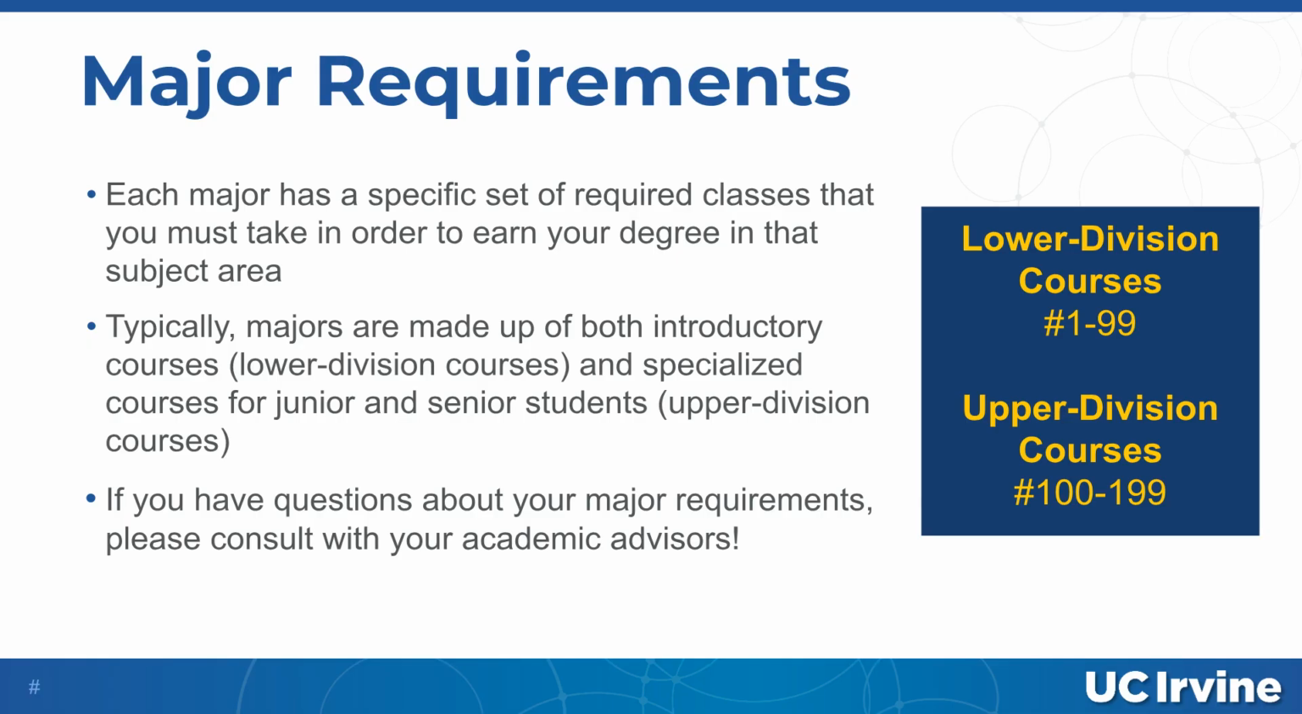Typically, majors are made up of both introductory courses classified as lower division courses and specialized courses for junior and senior students, classified as upper division courses. The way to differentiate between the two is that lower division courses at UCI are numbered 1 to 99, while upper division courses are numbered 100 to 199. You will want to consult an academic advisor if you have any questions about your major requirements.